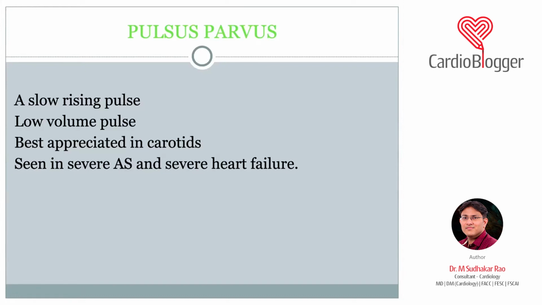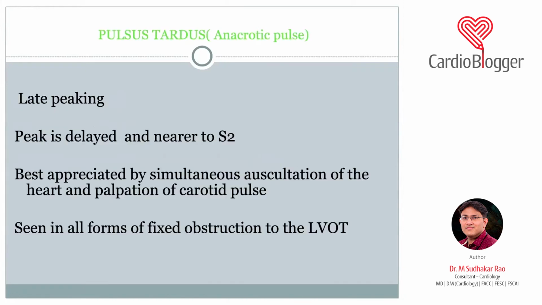It is a slow rising pulse. Now the second component of it is a pulsus tardus. Tardus in Latin actually means slow or late. So it is a late peaking pulse. The peak is delayed and it is near to the S2, and it corresponds to a late peaking murmur. So in AS, if the murmur is late peaking, it means it is a severe aortic stenosis. It is best appreciated by simultaneous auscultation of the heart and palpation of the carotid pulse.